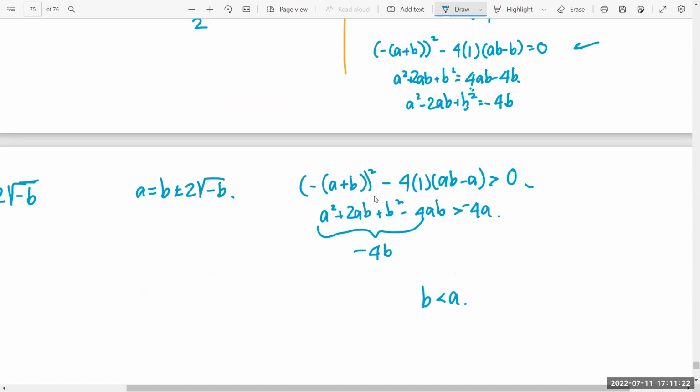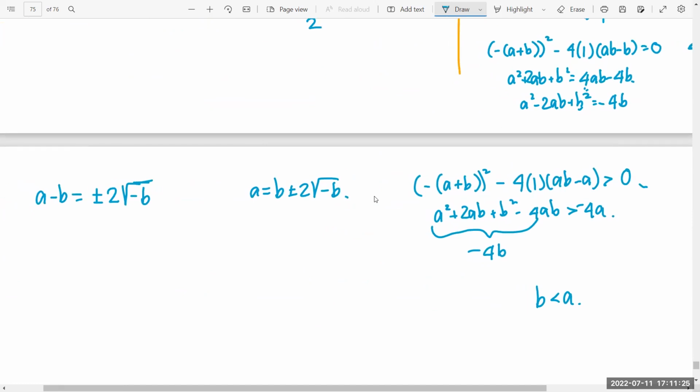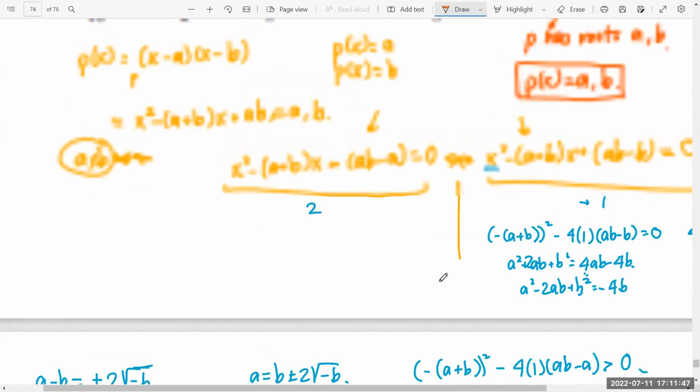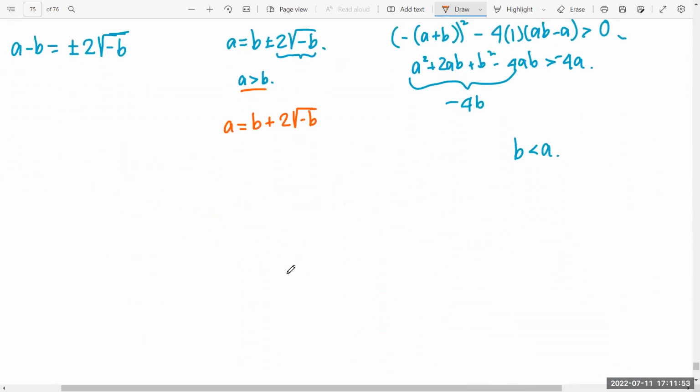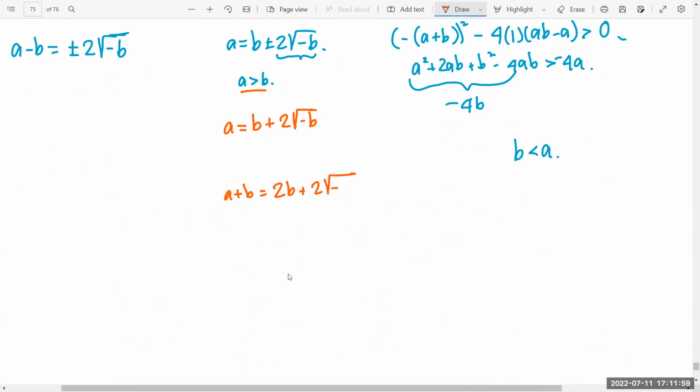Since a is greater than b, and both a and b have to give us real numbers, we know that a is greater than b, so at this point, since this is non-negative, we do know that we can write a equals b plus 2 root minus b to get that a is greater than b. Now all that is left is to calculate the maximum value, maximizing the sum of the roots, which are a and b. So a plus b, we can write all in terms of b as 2b plus 2 root negative b. And we just need to maximize that.